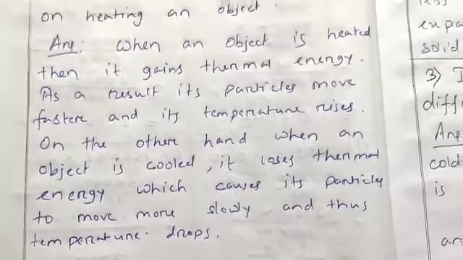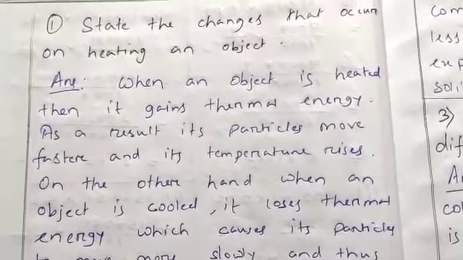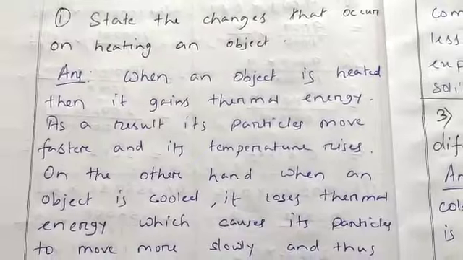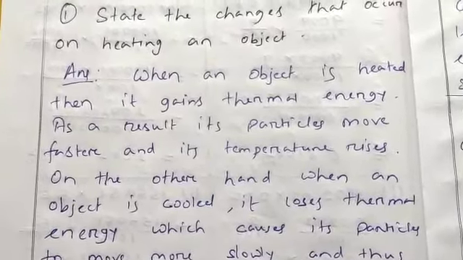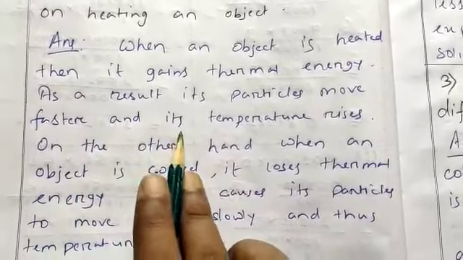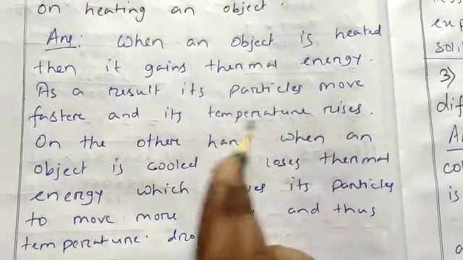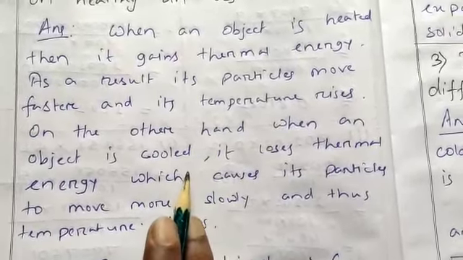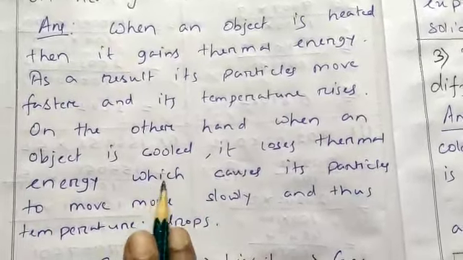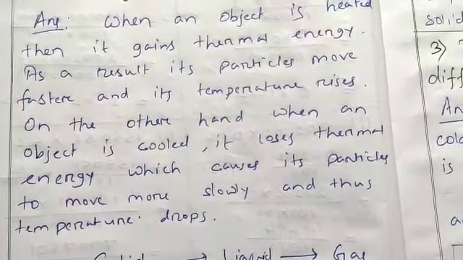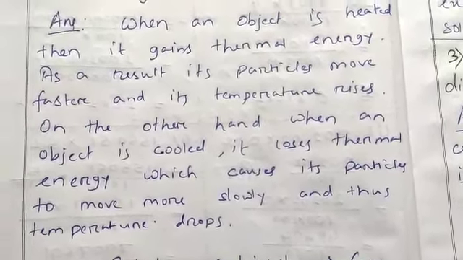That means thermal energy is the energy of the particles. When heated, the particles move faster and the temperature rises. And when the object is cooled down, that means the temperature is lowered, it loses thermal energy and the particles move more slowly, and thus the temperature drops.